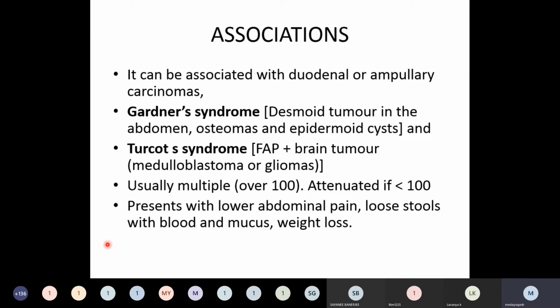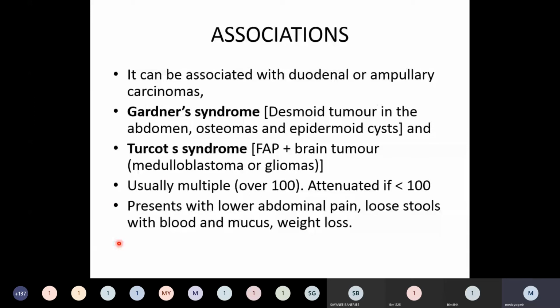Usually in FAP, there will be a minimum of 100 polyps, and it can vary up to even thousands or tens of thousands. Sometimes in some patients, the number of polyps can be less than 100. When we evaluate with colonoscopy and find that the number of polyps is less than 100, it is termed attenuated FAP. That is a variety of FAP, and it is usually because of variation in the mutation of other genes.